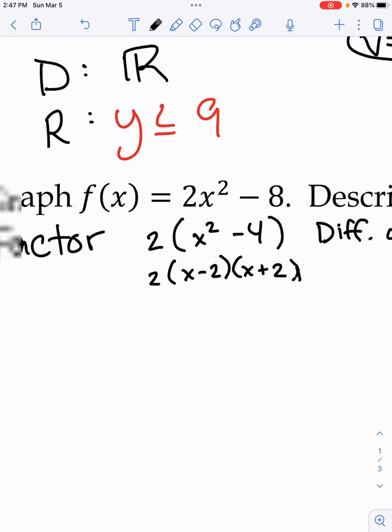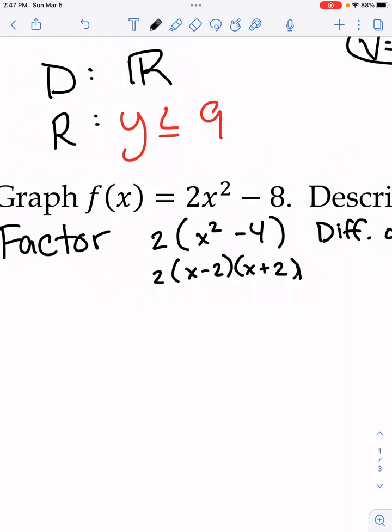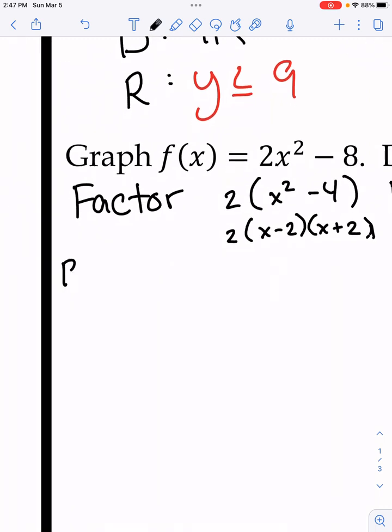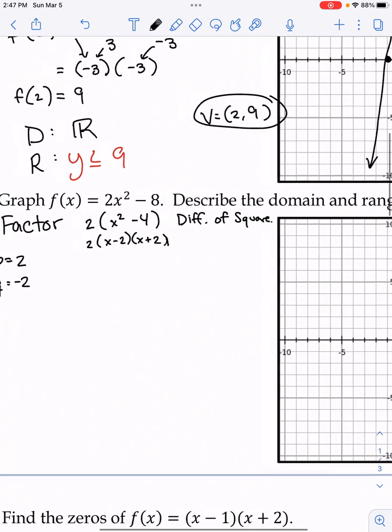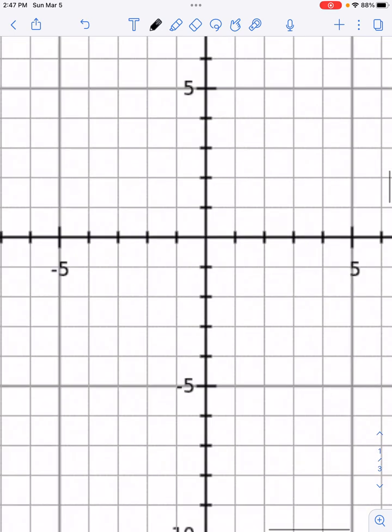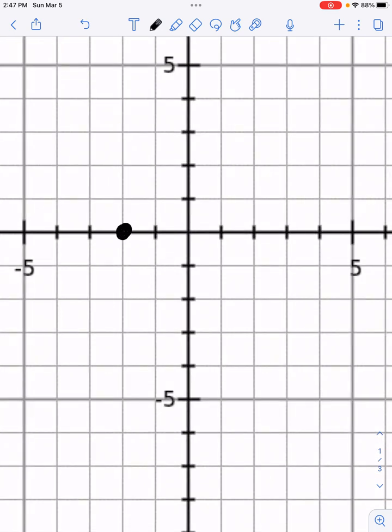Okay, so we know from this that our p value and our q value are just the opposite of both of these numbers. So p, the opposite of -2 is +2, and the opposite of +2 is -2. So let's graph that on the x-axis, 2 and -2.